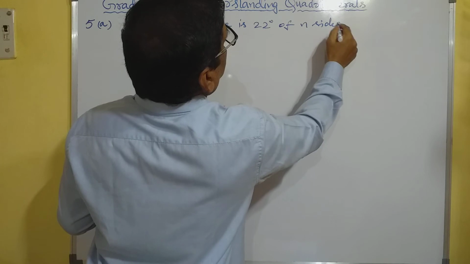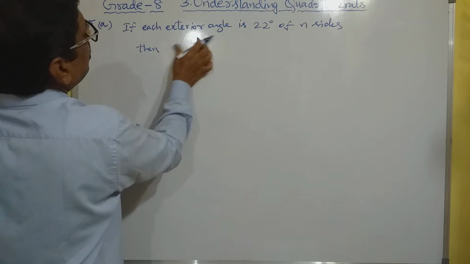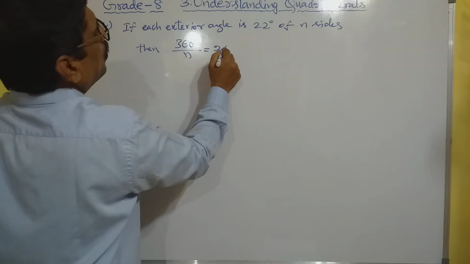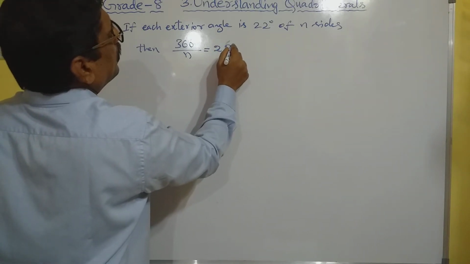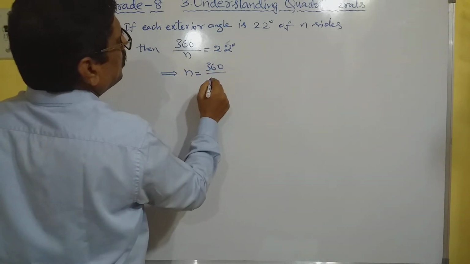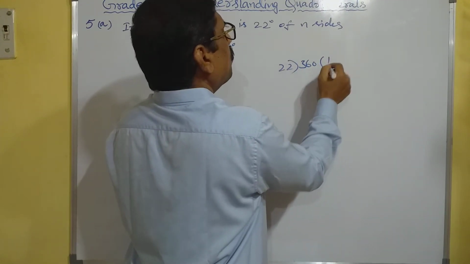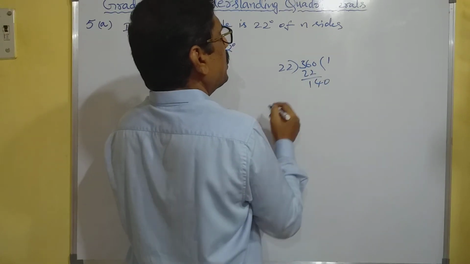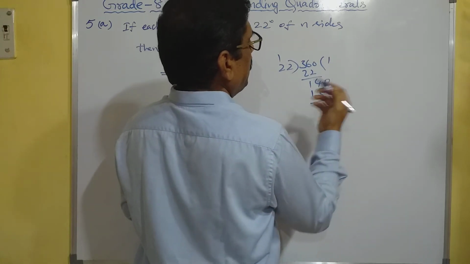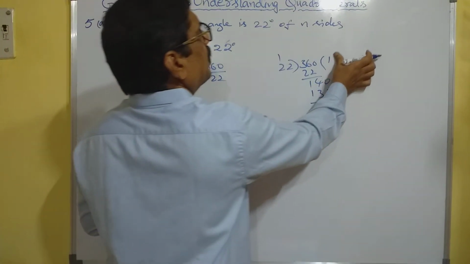Of n sides. Then what is each exterior angle of a polygon? 360 degrees by n is equal to 22 degrees. So this implies, if you simplify, you will get n is equal to 360 by 22. Okay, if you try to divide it, 360 by 22, 22 fives are 110, 22 sixes are 132, we get a remainder. But it is not exactly divisible. Okay? It is not exactly divisible.